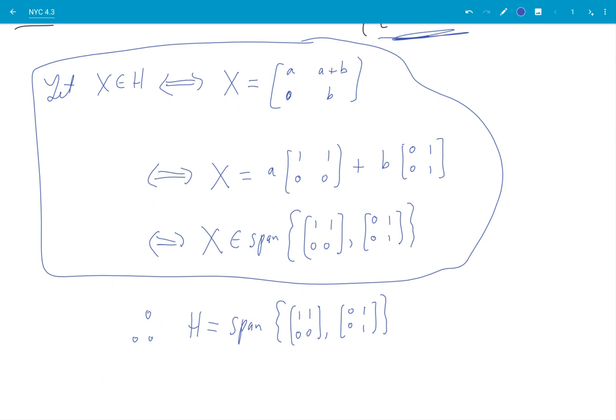Okay, so why does that argument do that for me? Well, what have I shown? I've shown that if I have something in H, then it's necessarily in the span. But the argument goes both ways. The arrows have two sides. So if I have something in the span, then it's necessarily in H. So what that tells me is that H is contained in the span, and also the span is contained in H. So they must be equal.